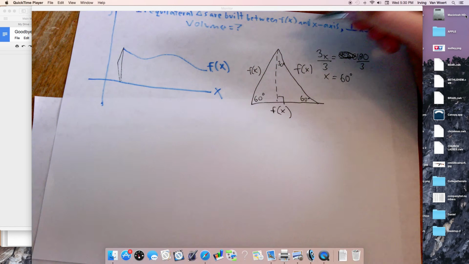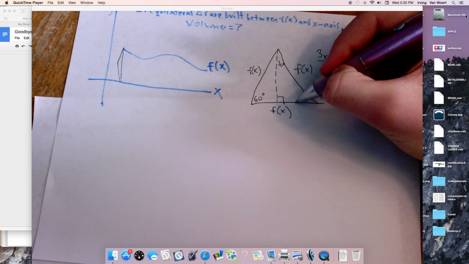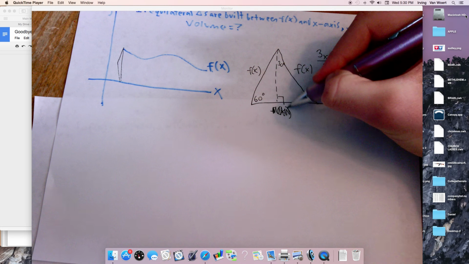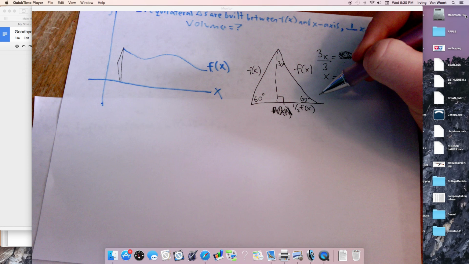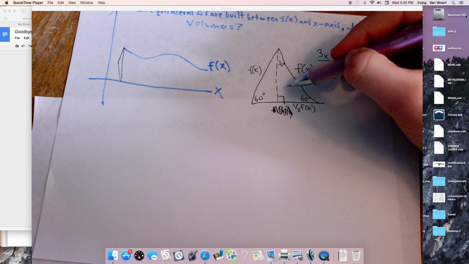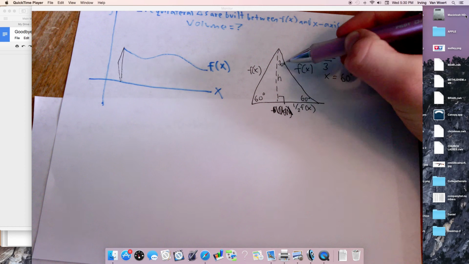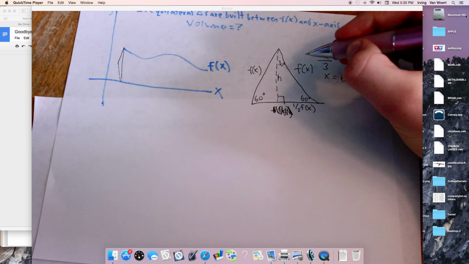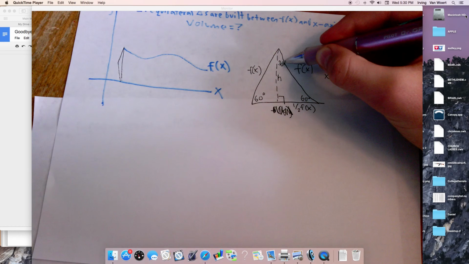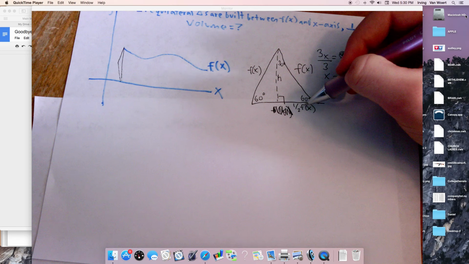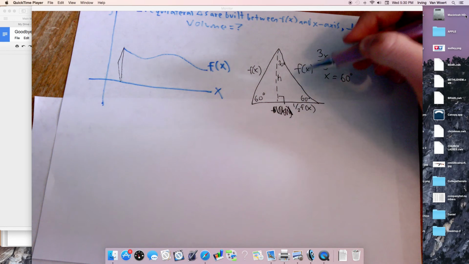And then if you were to just look at 1/2 of this side here, it would be 1/2 f of x in length, right? So now what we have is a 30-60-90 triangle. And we want to know what the height is, right? H. Well, if you know the hypotenuse is f of x, then the short side, opposite the 30-degree angle, is 1/2 of f of x. And then this middle side, opposite the 60-degree angle, is always radical 3 times the short side.